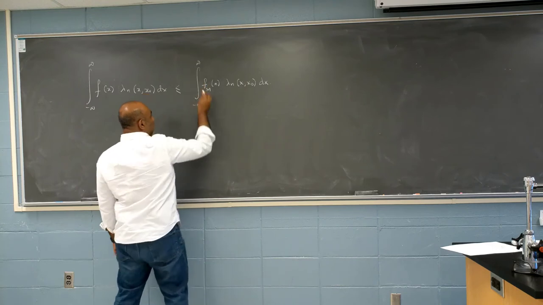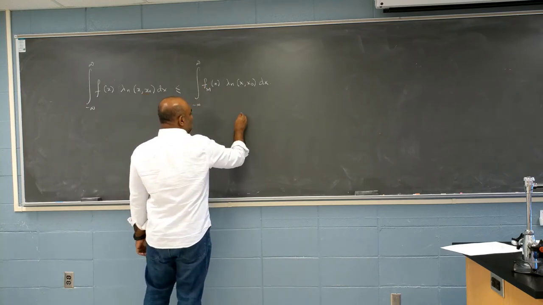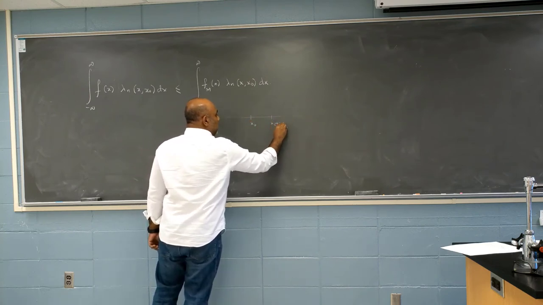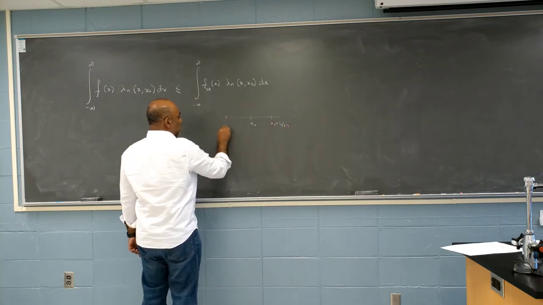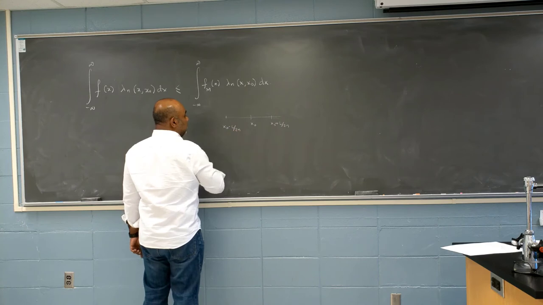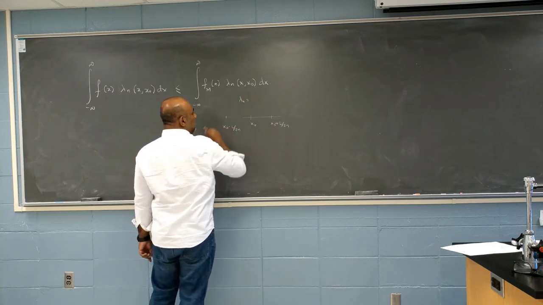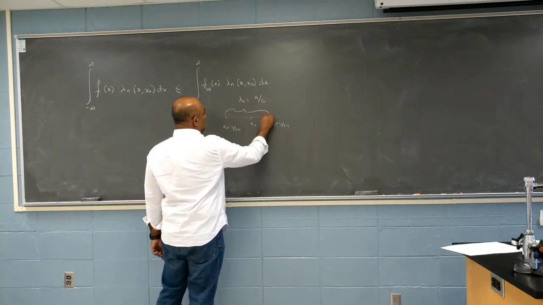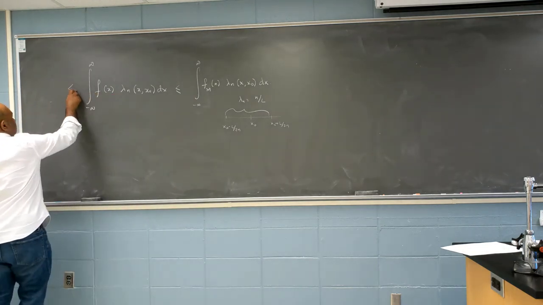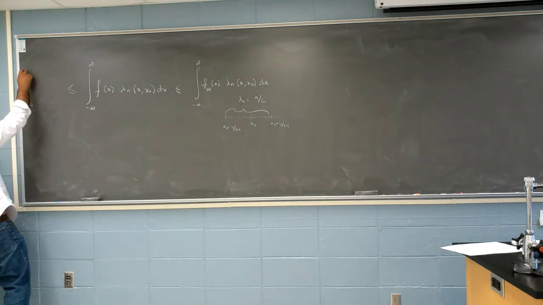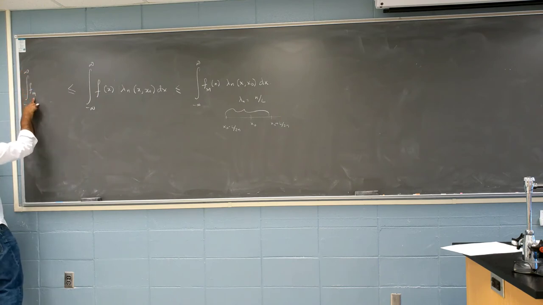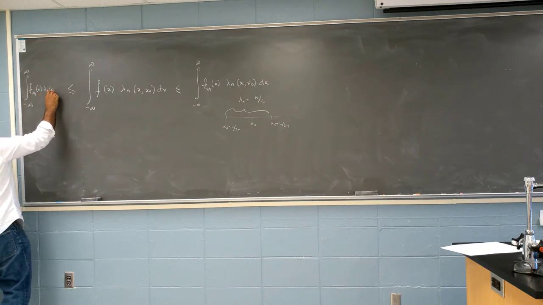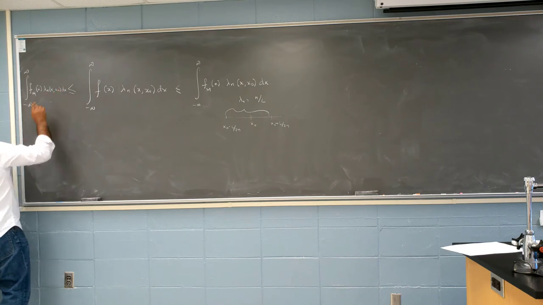It really doesn't matter. But lambda is only non-zero between x0 plus l over 2n and x0 minus l over 2n, and the value of lambda here is equal to n over l in this domain. Okay, fine, and bounded here by, but the lowercase, so lowercase m, n, lambda n, x minus x0 dx.